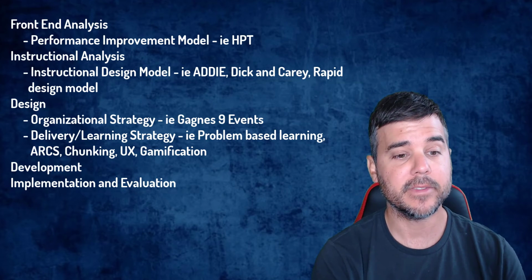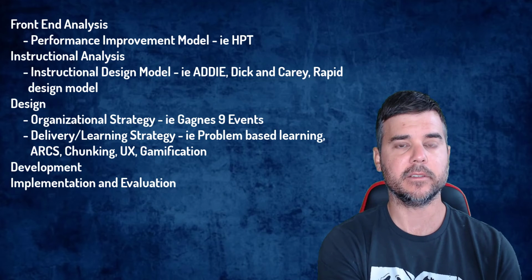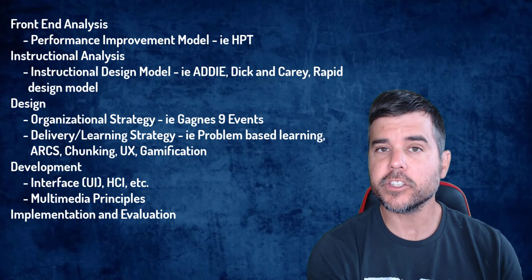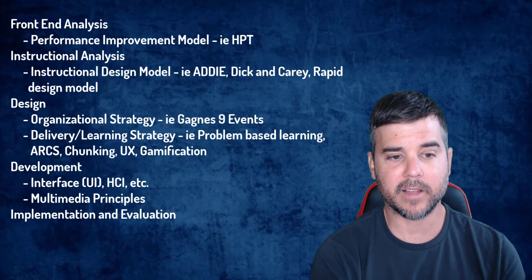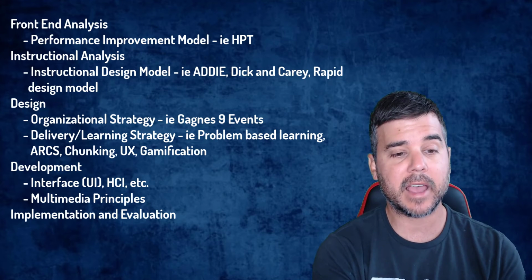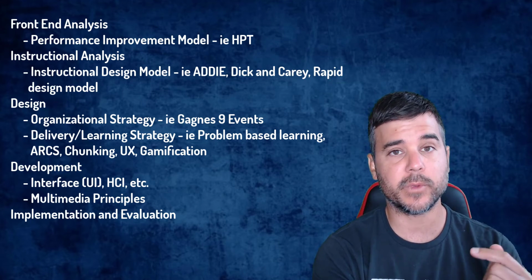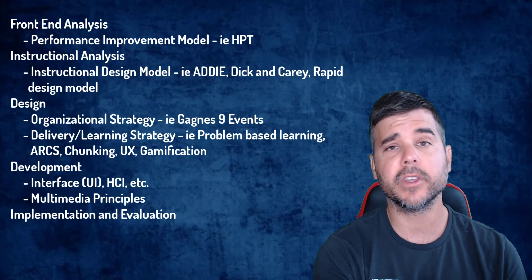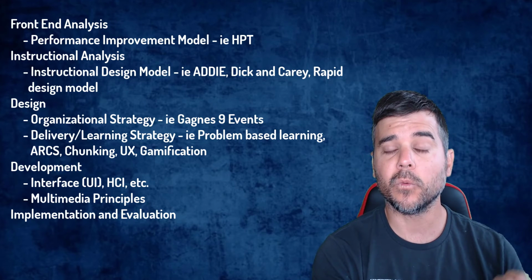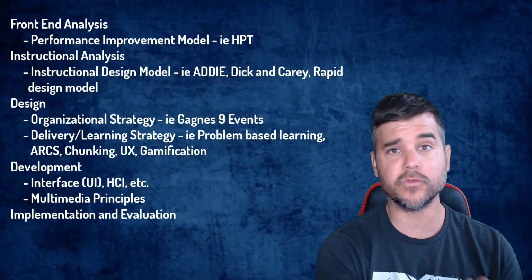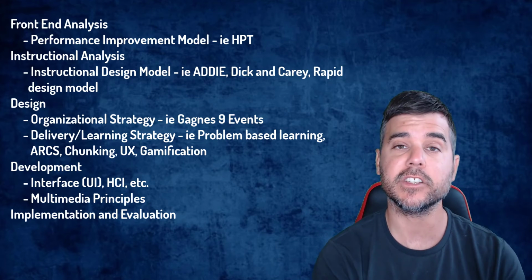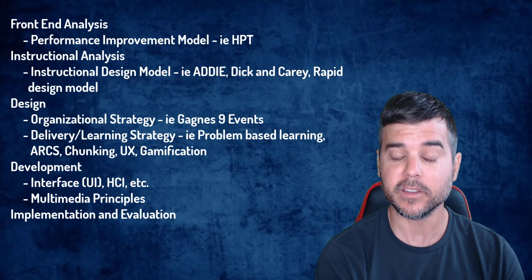All right. Next, we have development. So we're going to choose what models or strategies we are going to use in development. We have things like UI design, for our interface, our users. We've got the multimedia principles, things like Fitts' Law. What are we going to develop this like? So we choose various types of strategies that we can use in development.